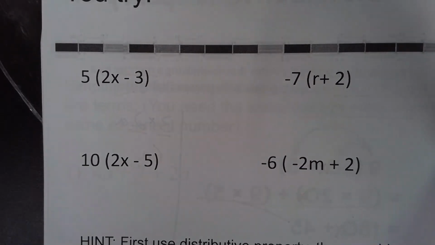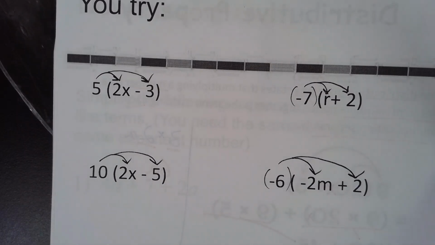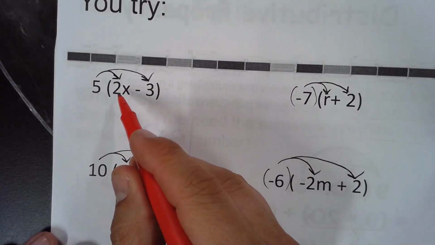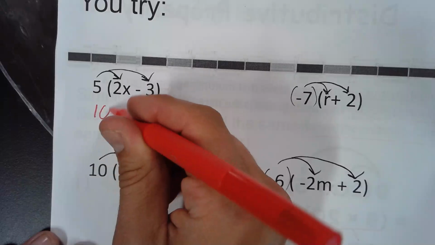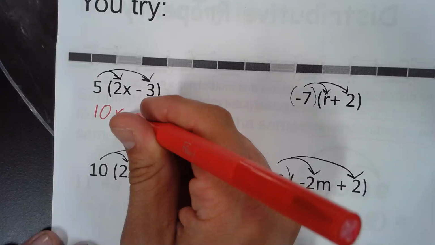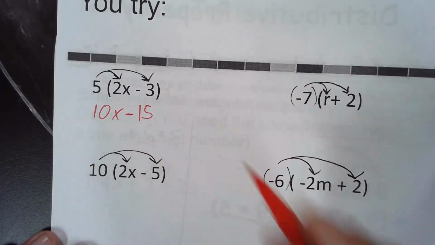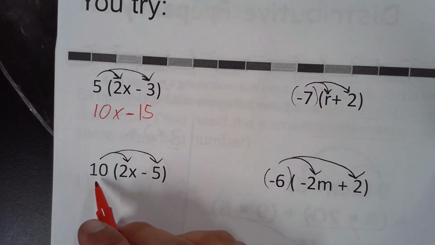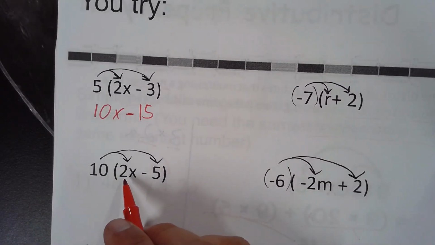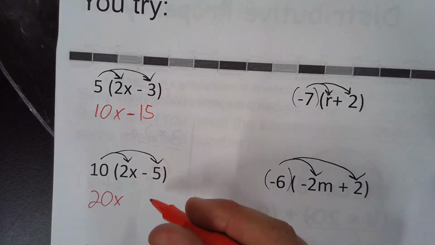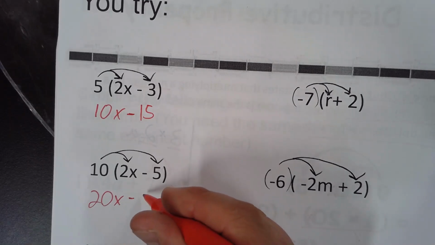I'm going to walk around, looks like most of you got it. So this first one, 5 times 2x would be 10x. And 5 times negative 3 is negative 15, so minus 15. And below that, we have 10 times 2x, 20x. Then 10 times negative 5, negative 50.